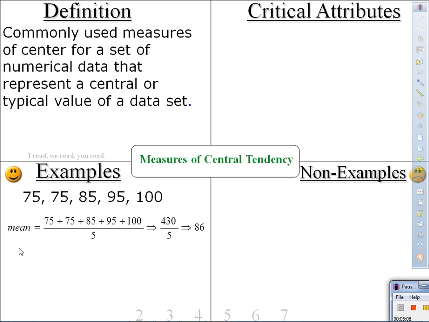The second measure, put your utensils down, look up to the screen. The second measure is known as the median. The median comes from the root word medium or middle. So by looking at the data, what number is right smack in the middle? That is our median. Copy that, please. Now, mind you, finding the median will only work if the data is ordered from least to greatest.